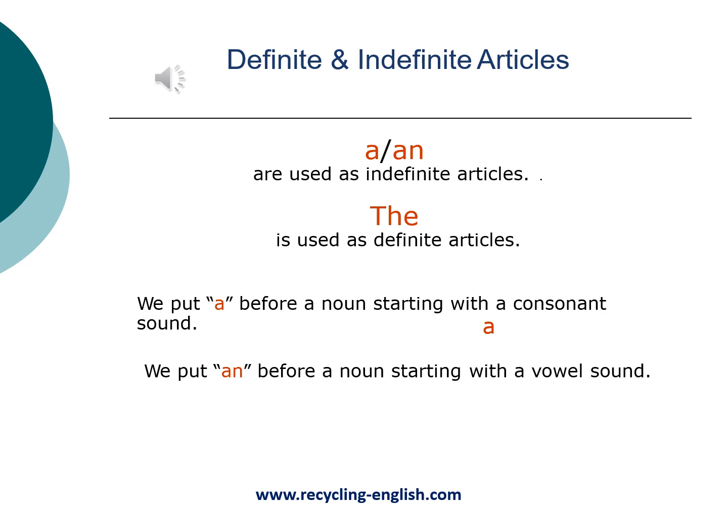Definite and indefinite articles. A and an are used as indefinite articles. The is used as the definite article. We put a before a noun starting with a consonant sound. We put an before a noun starting with a vowel sound.